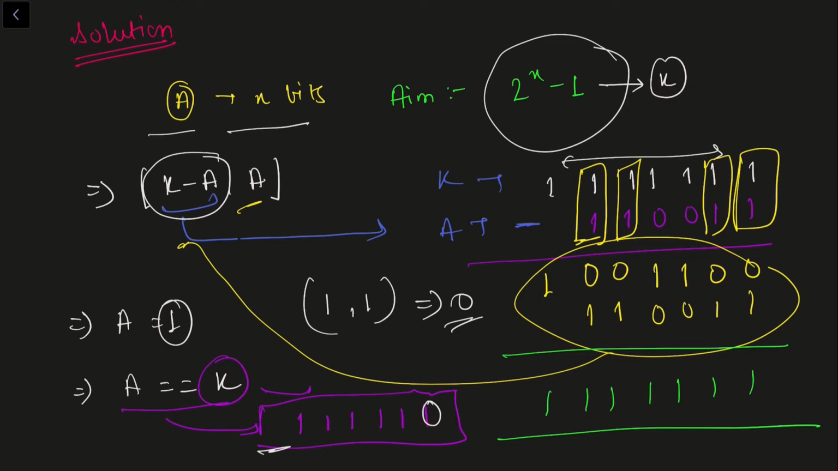Now if I try to XOR this value with 1, I'll get my answer back as k. So in case of a equal to k, I'll return 1 comma a minus 1. So that will be my answer for this case.